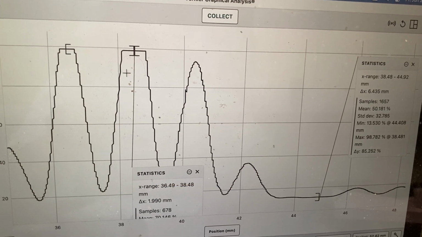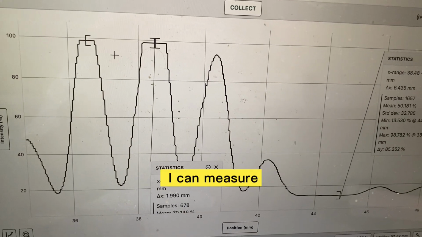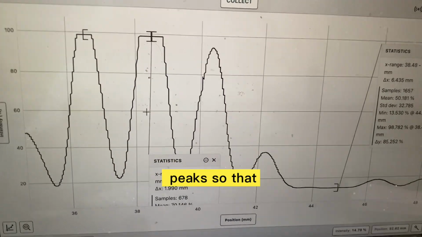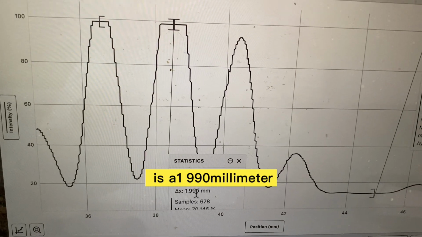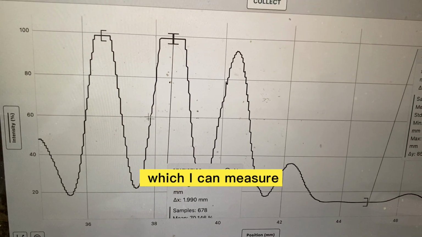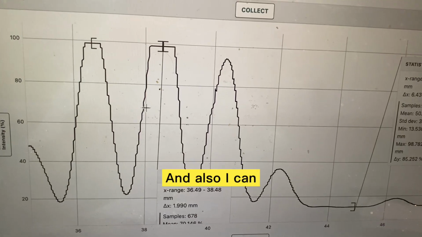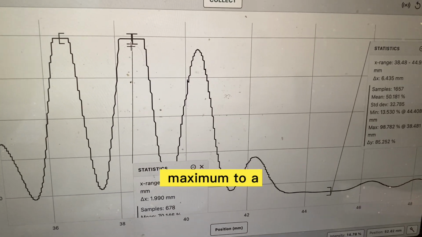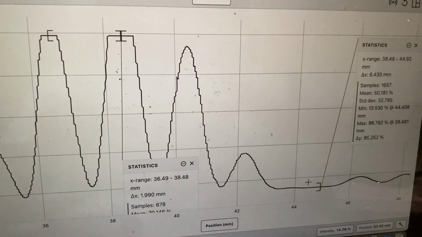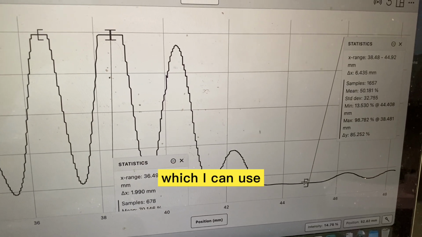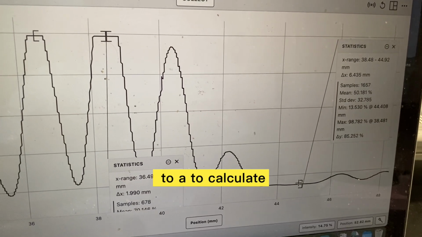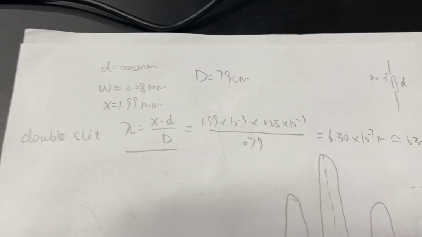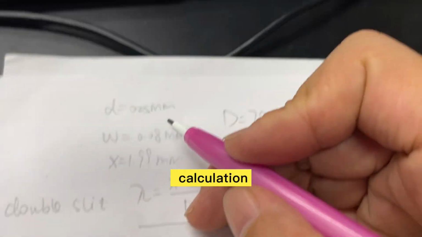So from the software, I can measure the distance between two adjacent peaks. So that is 1.990 millimeter, which I can measure very accurately. And also, I can measure the distance from the zero order maxima to the missing peaks, which I can use to calculate wavelength. Next, let's do some quick calculation.